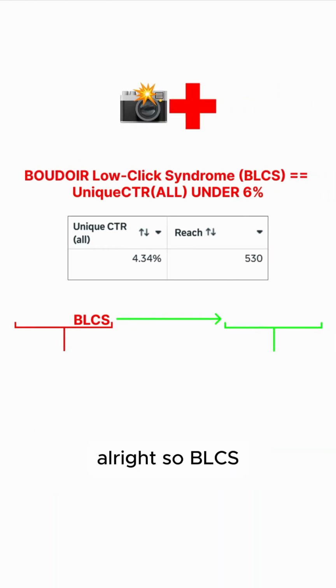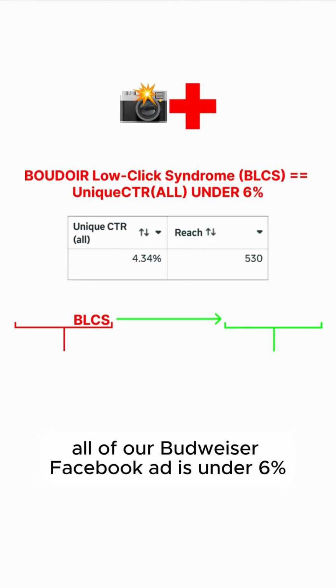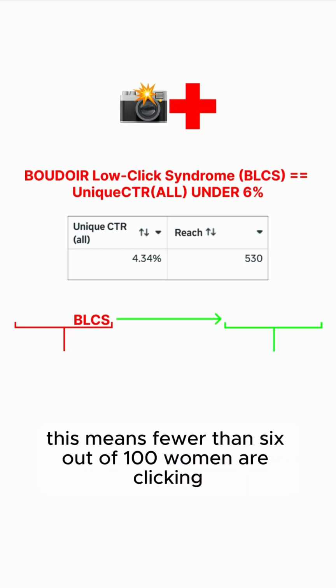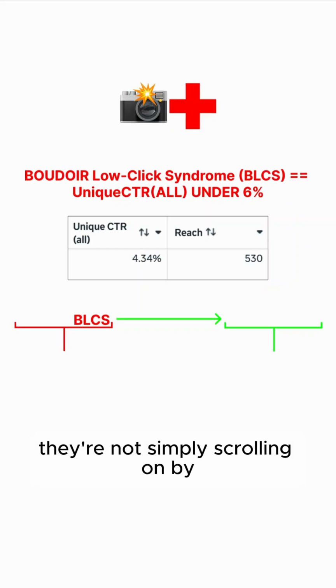All right, so BLCS, aka Boudoir low click syndrome, is when the unique CTR on our Boudoir Facebook ad is under 6%. This means fewer than 6 out of 100 women are clicking anywhere on our Boudoir Facebook ad, aka they're not simply scrolling on by.